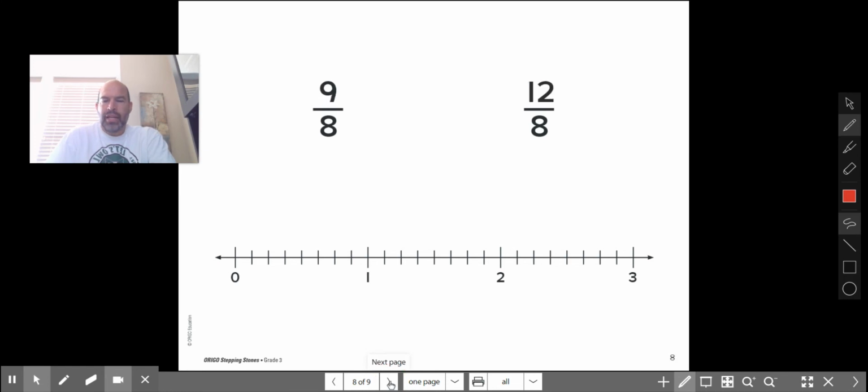And we're just using eighths on this one. Same kind of a concept. If we were to go, what is 9/8, right? We would say 1, 2, 3, 4, 5, 6, 7, 8, 9, 10, 11, 12.